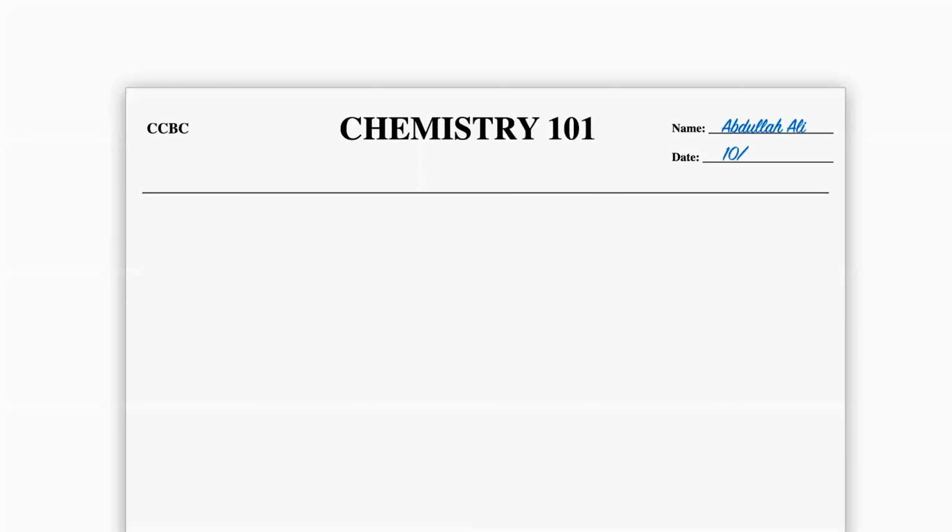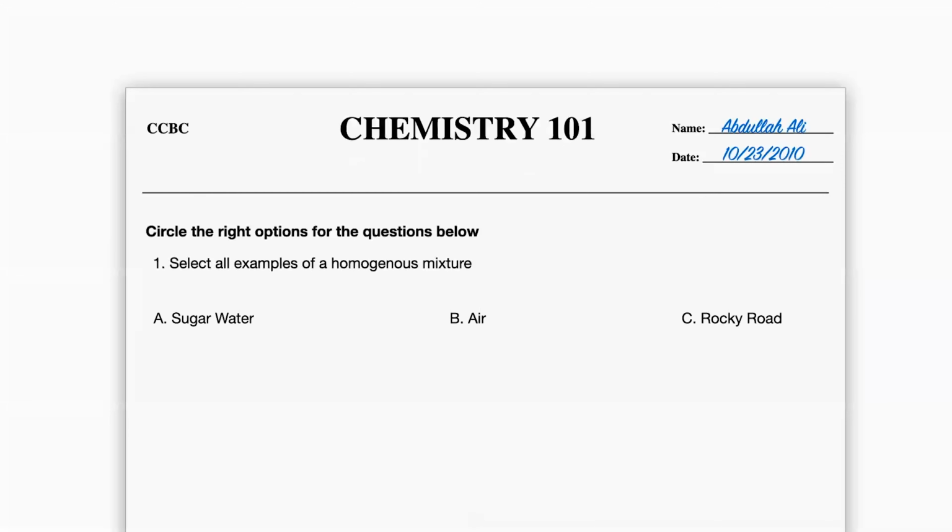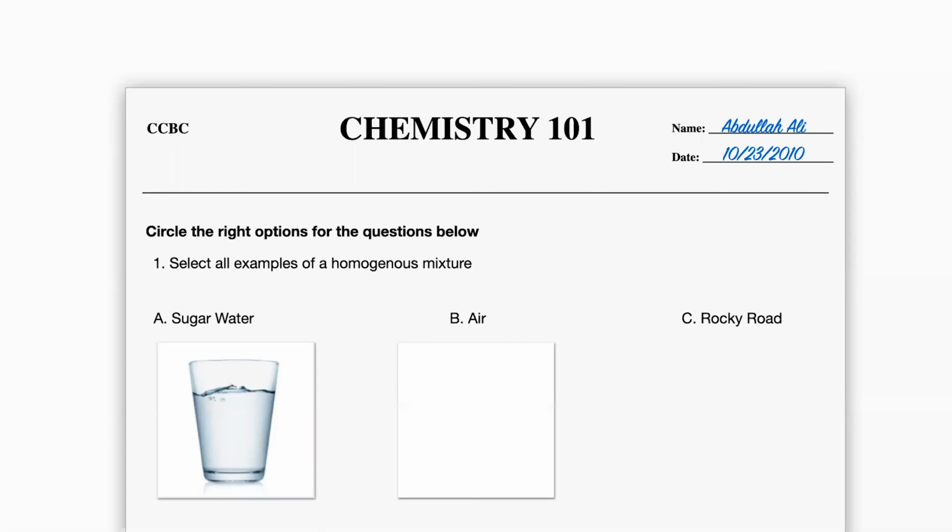So here's a funny example. When I started my academic journey at the Community College of Baltimore County, I was taking a chemistry midterm, and I came across this question that was asking to select all examples of a homogeneous mixture. And the options were A, sugar water, and this is what sugar water looks like. B, air. Like I said, I'm a photographer, and this is an accurate picture of air that I took. And C was rocky road.